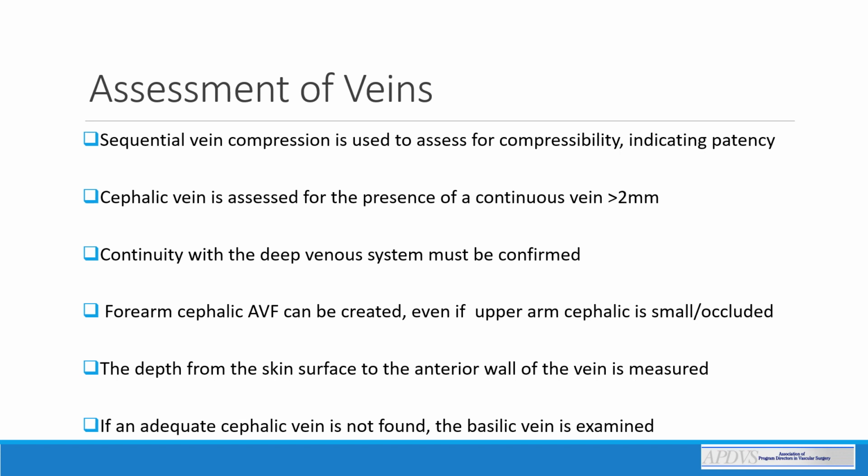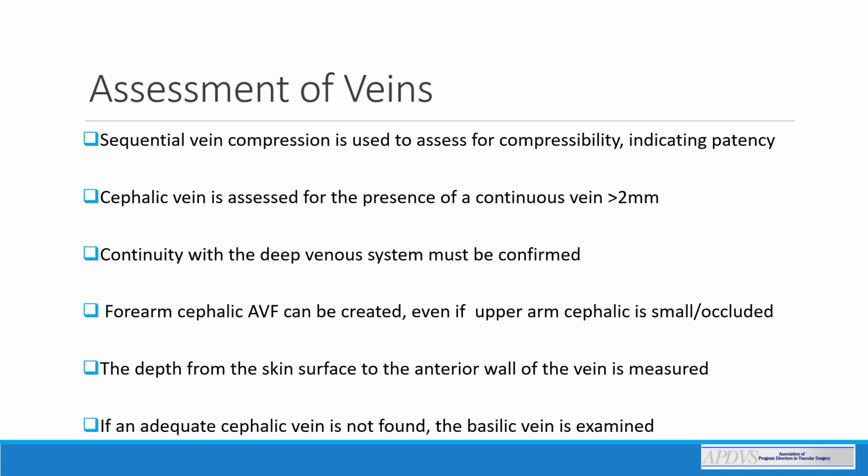The first part of vascular mapping is assessment of veins. Sequential vein compression is used to assess for compressibility, indicating patency, or loss of compressibility due to acute or chronic thrombus. Cephalic vein is assessed first for the presence of continuous vein with a diameter of at least 2 millimeters. Branch points should be assessed carefully as it is a common location for stenosis.